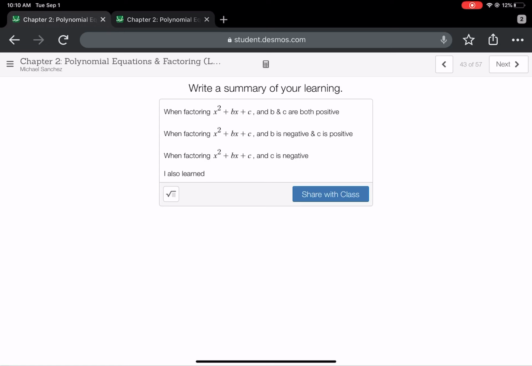All right, so this is the end of our lesson. You should have learned how to factor when everything in the polynomial is positive. We saw an example of when b is negative, and we also saw an example when c is negative.